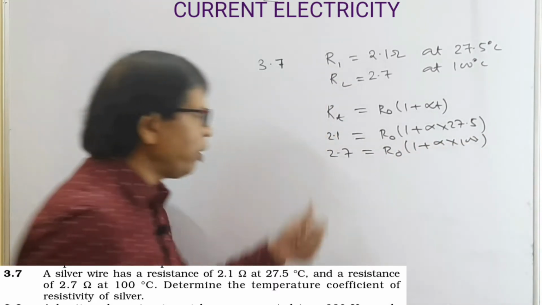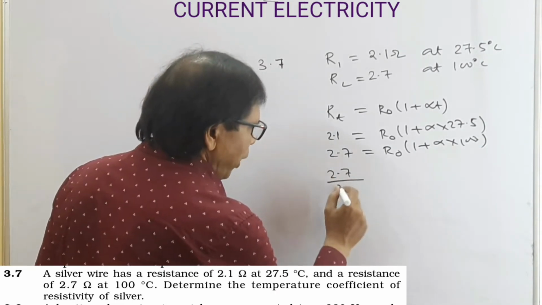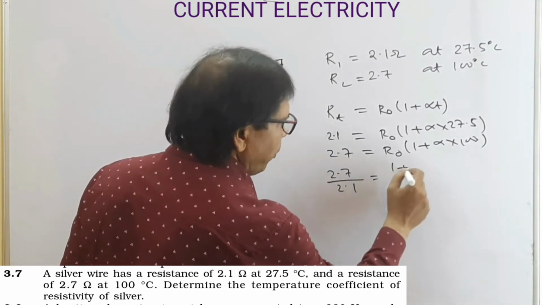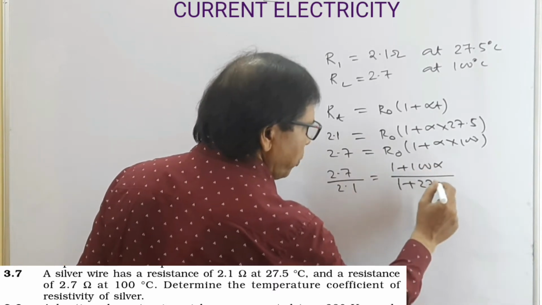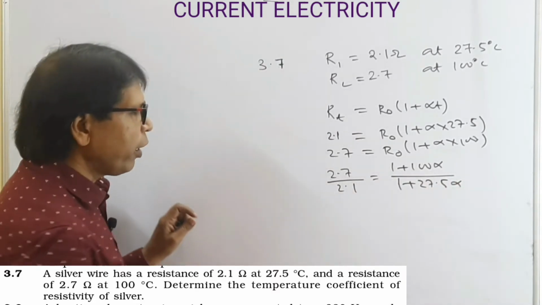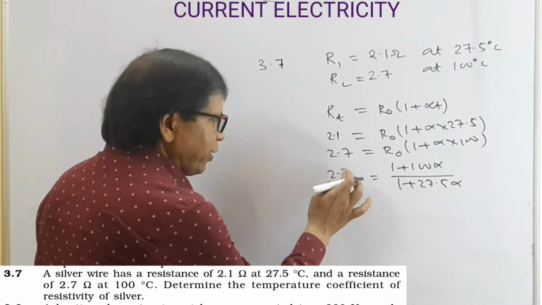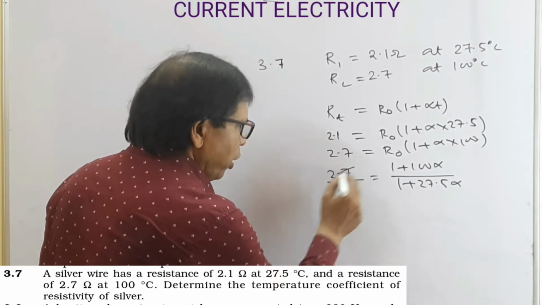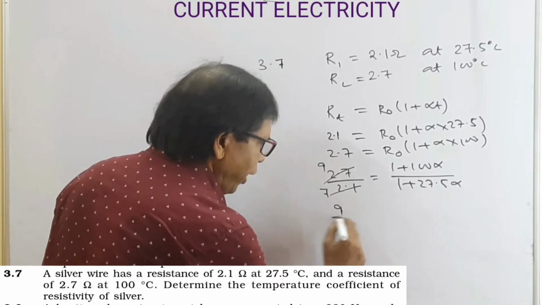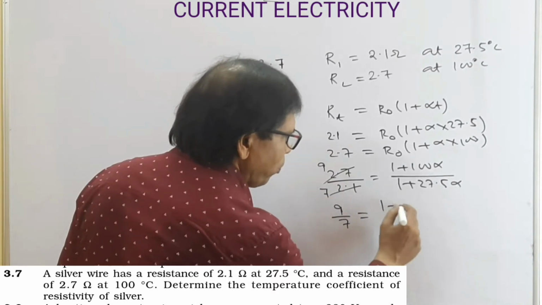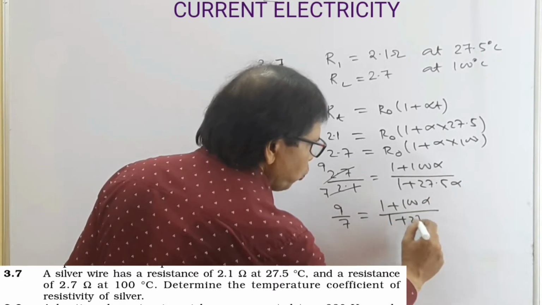Now divide these two equations. So we get 2.7 by 2.1 equals 1 plus 100 alpha divided by 1 plus 27.5 alpha. Now 2.7 by 2.1 is 27 by 21, which is 9 by 7. So 9 by 7 equals 1 plus 100 alpha divided by 1 plus 27.5 alpha.